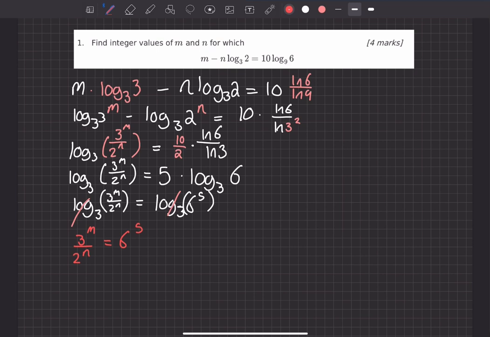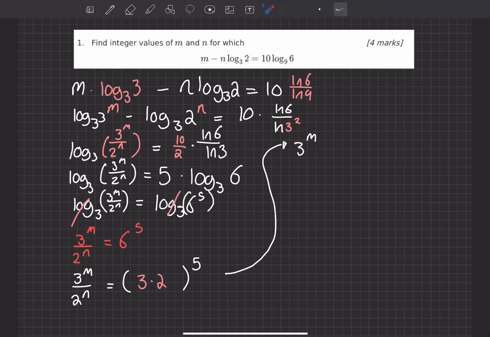So where do we go on from here? Now, what we want to do is we want to have all the bases the same, right? So we want to change this 6 into 3's and 2's somehow. So how do we change a 6 into 3's and 2's? Well, what we can do is we can change the 6 into 3 multiplied by 2, right? And this is to the power of 5. And I'll continue up here. So let's actually put this in pink, 3 times 2. So what we have is 3 to the power of m.